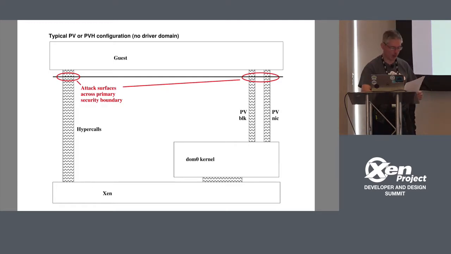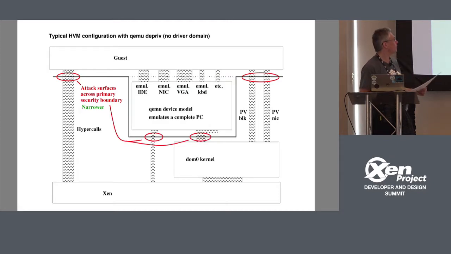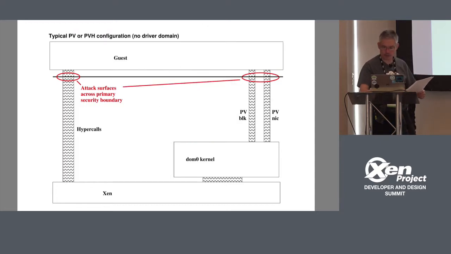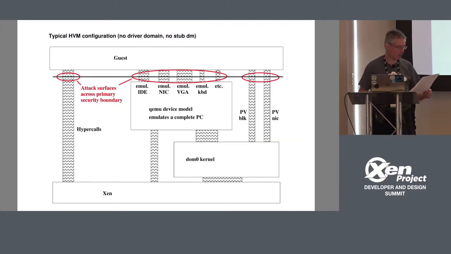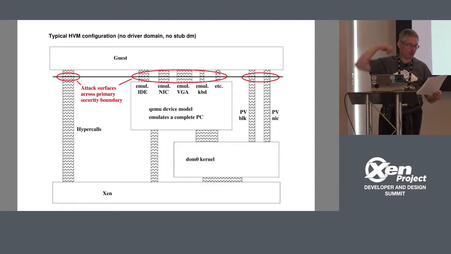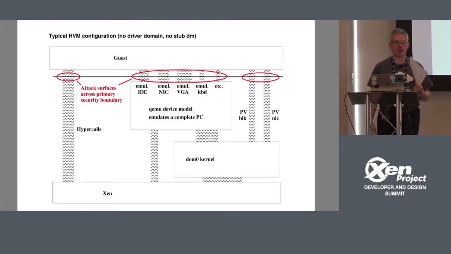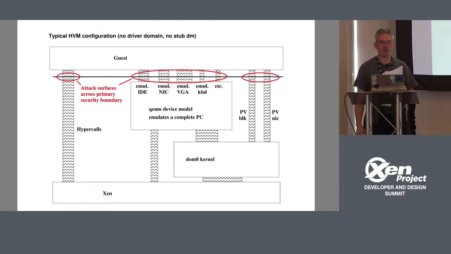If you must use HVM, then you have the option of using a QEMU stub domain. Not that diagram yet. Let's have that one. A QEMU stub domain. So some Xen Project downstreams are using QEMU stub domains to quite good effect. This can be quite complex to set up. The upstream offering is based on an ancient version of QEMU compiled in a strange way against MiniOS.